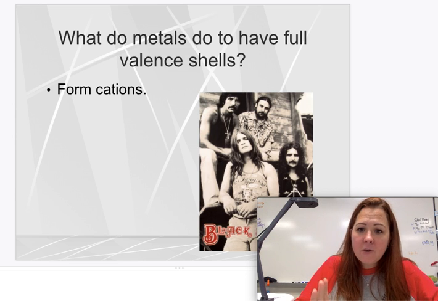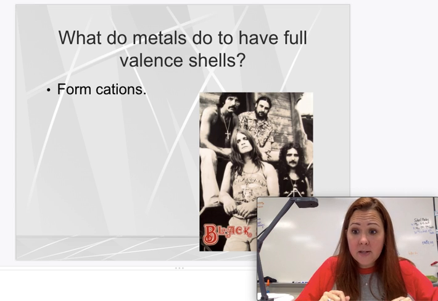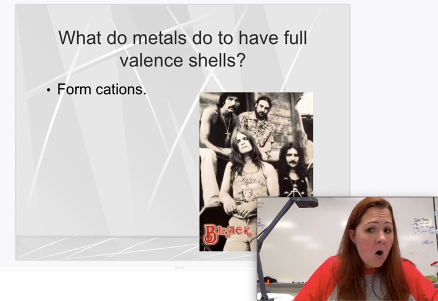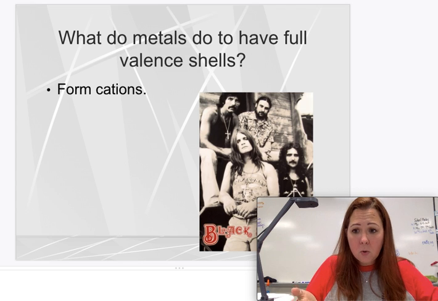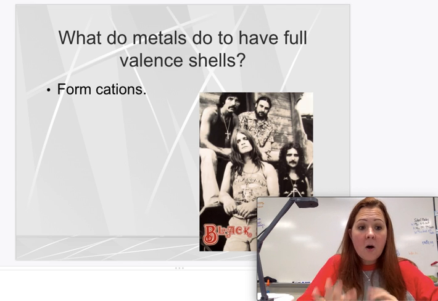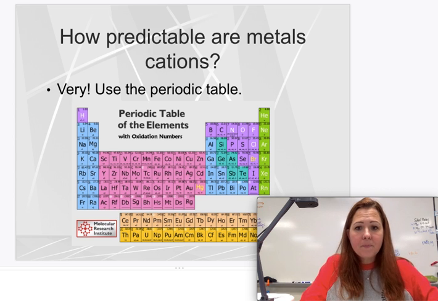But when you have your metals on the periodic table, all metals, no matter what, they all form cations. So all of your metals will always lose electrons. Typically they lose one or two, sometimes they can lose more, but no matter what, they always lose electrons.